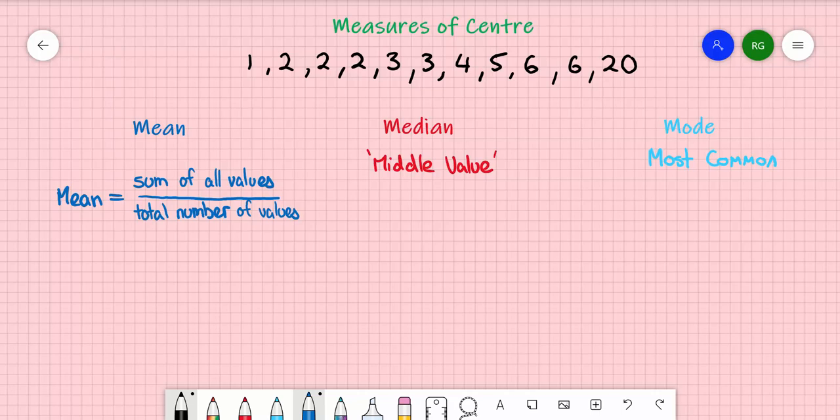44. So I'm going to rewrite this equation. So the mean is equal to 44 divided by the total number of values, which is 11. So we could probably easily work out that 44 divided by 11 is 4. That means the mean is 4. So the average score here is a 4.